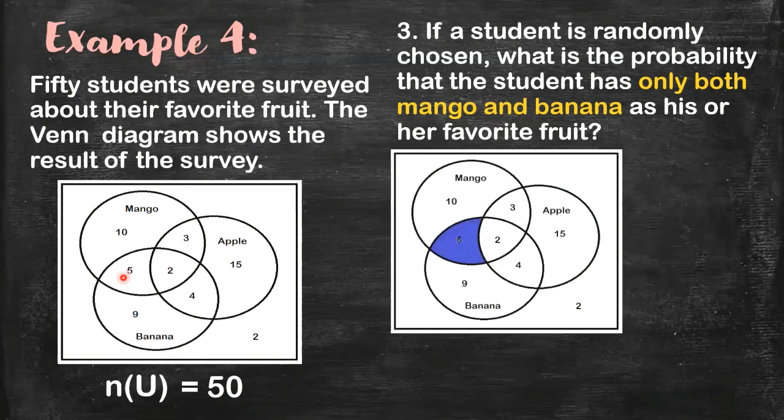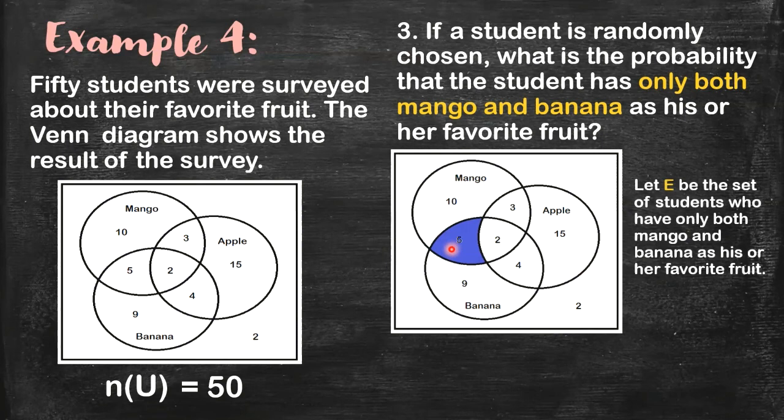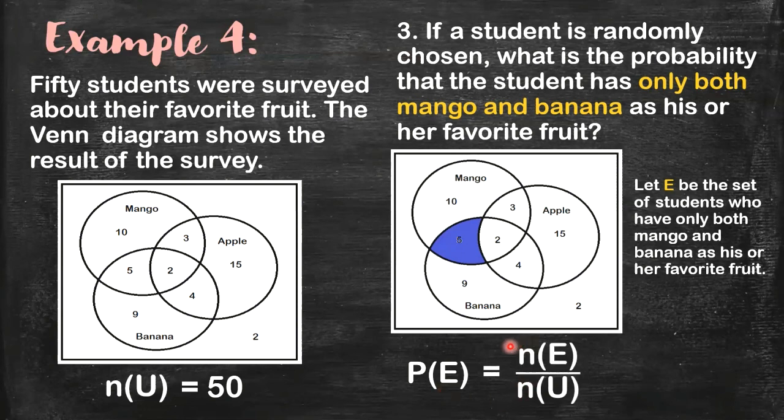Okay? So, this is your Venn diagram. Again, we don't have a special name for this set. So, let's give this portion a name. Okay? So, let E be the set of students who have only both mango and banana as his or her favorite fruit. Now, the probability of this set E is equal to, we count the number of elements. How many elements are in our set E? 5. How many elements are in our universal set? 50. So we have this one.